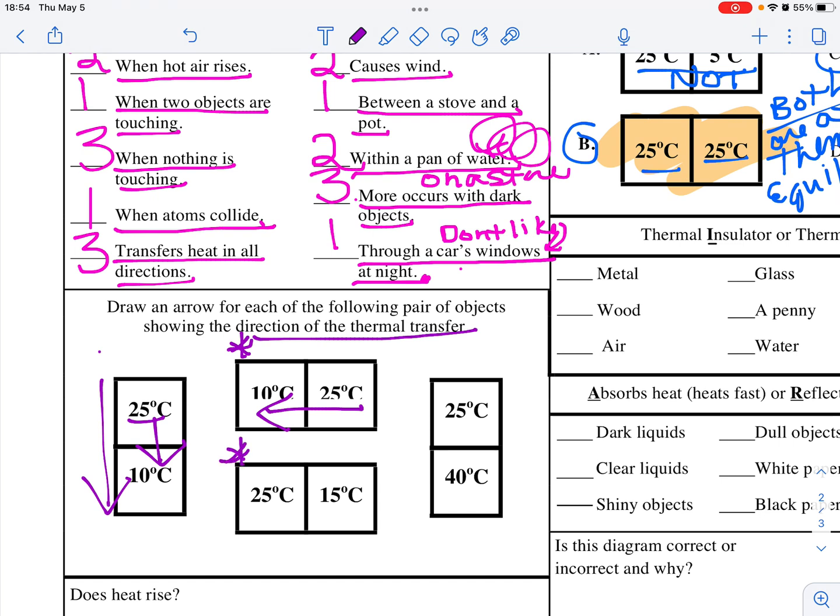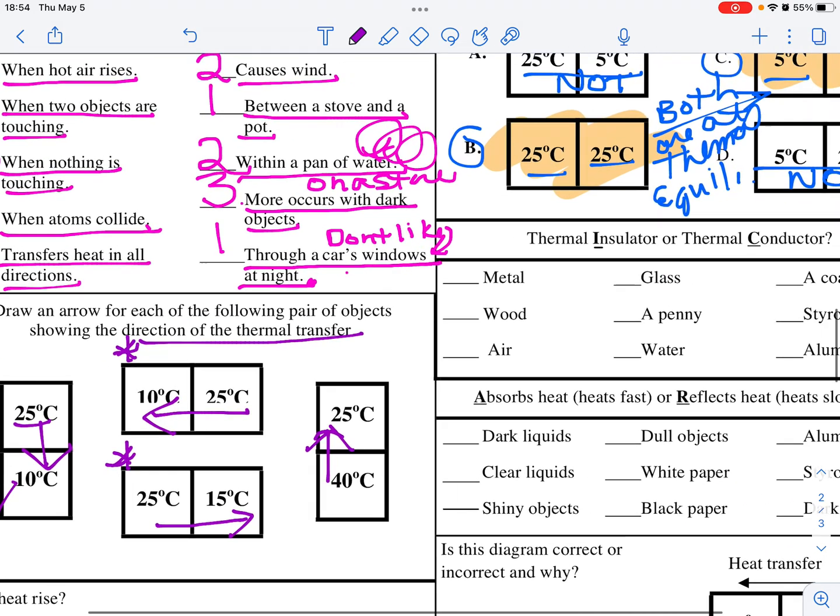Here's the third that we're going to do. And again, we will put an arrow from 25 to 15. Last but not least, here will be our direction of thermal transfer. Those are super easy.